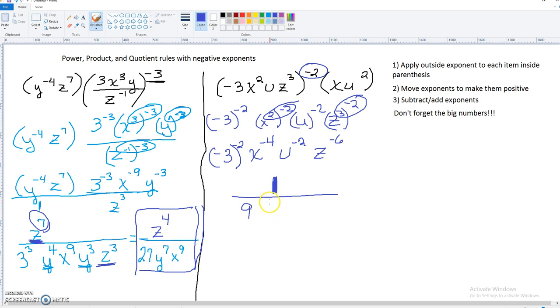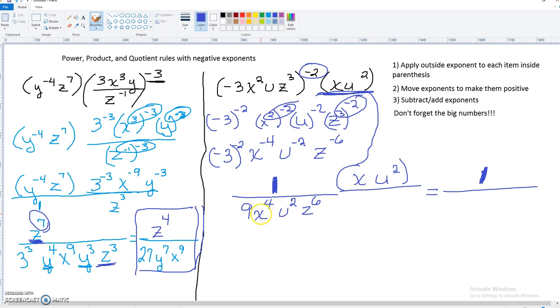Okay, and then we're going to have x to the 4th, u squared, and z to the 6 on the bottom. But what I almost forgot is that we have this part here. So I'm going to bring it down. And so really it's right here, in the numerator. And so we still have to simplify this out. So our 1 is still going to be there. We know that for sure.